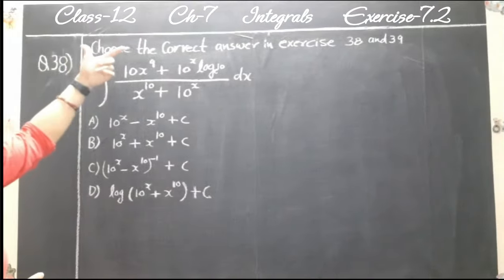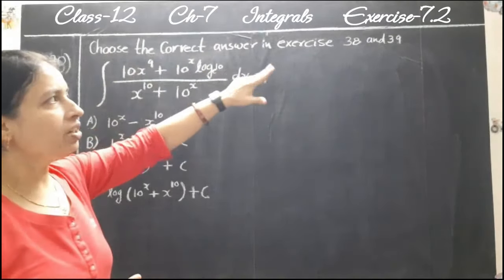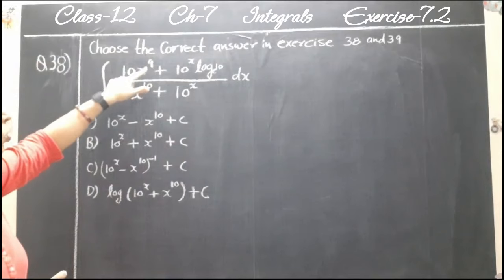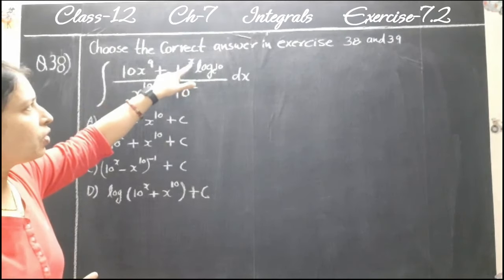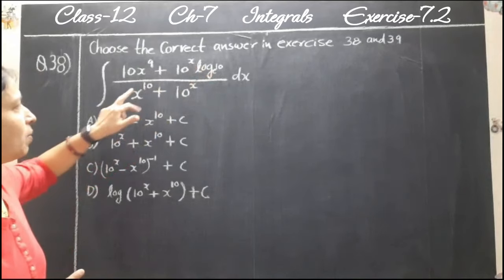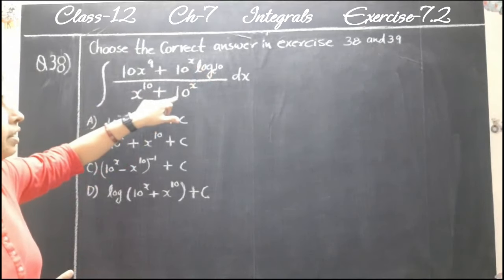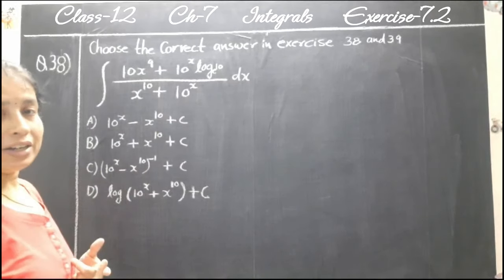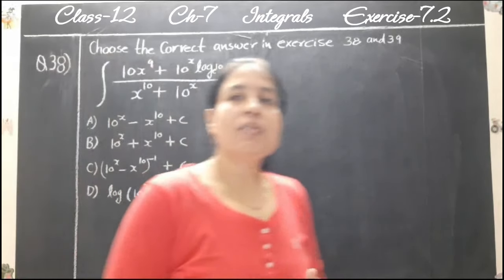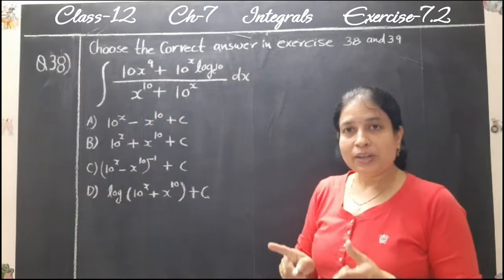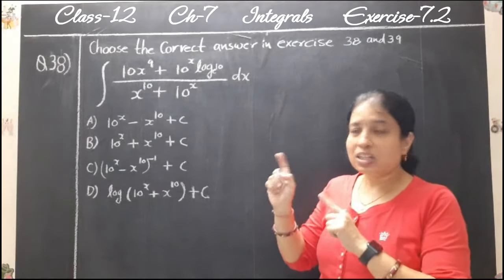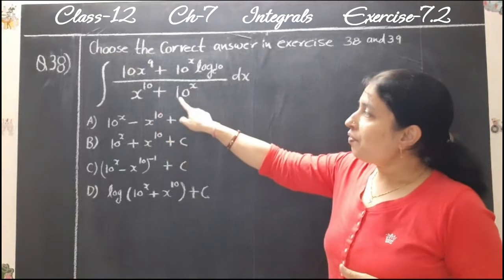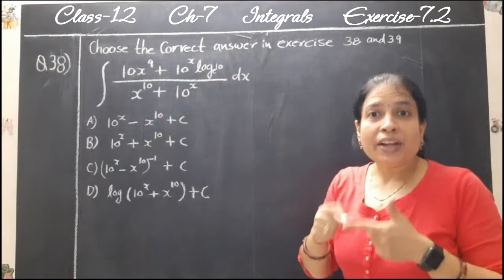Next question is choose the correct answer in exercise 38 and 39. So 38 is integral 10 x to the power 9 plus 10 to the power x into log 10 divided by x to the power 10 plus 10 to the power x. And 4 options are given. We have to find out which one is correct. Here we know that derivative of x to the power 10 will be 10 x to the power 10 minus 1, that will be 9. That is given here. And derivative of 10 to the power x, it is in form of a to the power x.